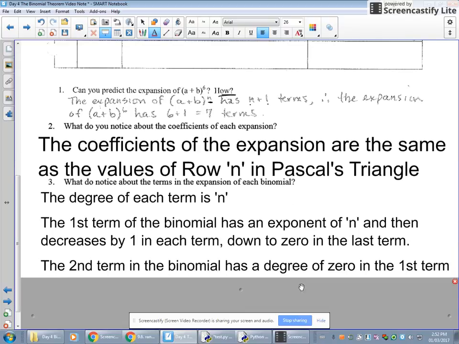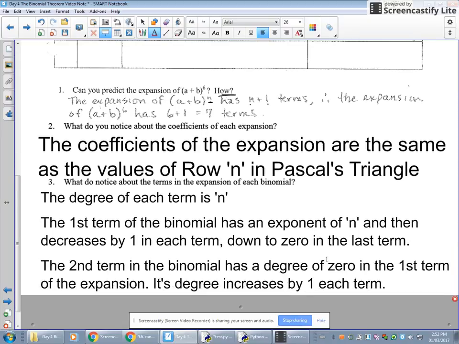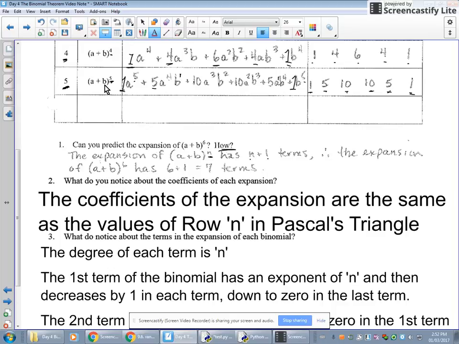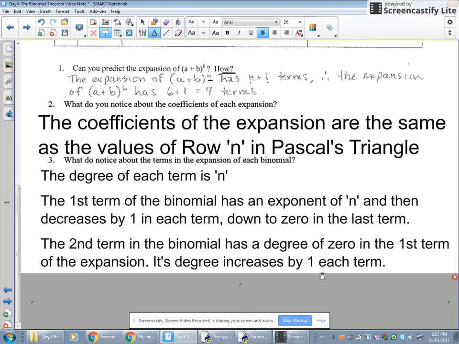And then finally, we also notice that the second term of the binomial has a degree of 0 in the first term, and its degree increases by 1. So just as we said before, we don't see b listed in this first term, but we could write b to the power of 0. b to the power of 0 is just 1, so we don't bother writing it. And then it increases. b to the 1, b to the 2, b to the 3, b to the 4, b to the 5. All right?